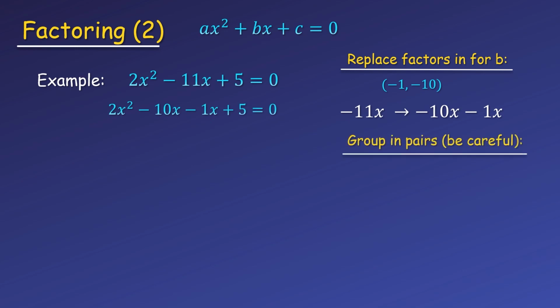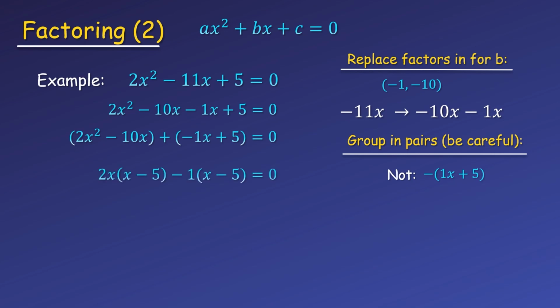Our next step is to group our four terms into pairs. Be careful to include the minus sign in front of the 1x in parentheses. If the minus sign were outside the parentheses, this would also make the 5 negative, which doesn't match our original equation. So you should have your first group of terms plus your second group of terms, both in parentheses.